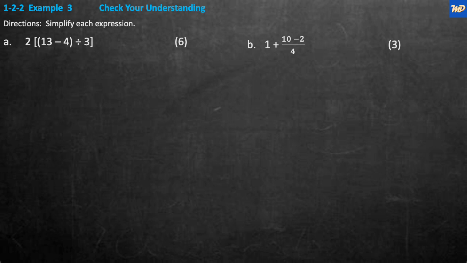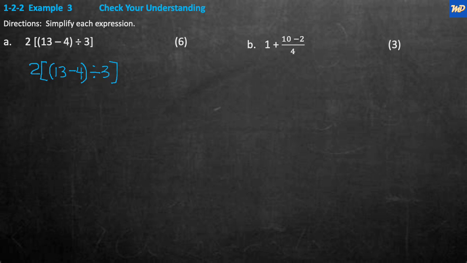Okay, example 3, check your understanding. Let's see if we can do this. What do we have here? We're just going to write them down and think about them as we go. So we start off, we have a 2, and here's a bracket. So this is 2 times whatever's inside the bracket. That means multiplication. The bracket goes across to a bracket way over here. But inside there, we now have a parenthesis with a 13 and a minus 4. And we close the parenthesis. And then we divide by 3. And that's all inside the bracket.